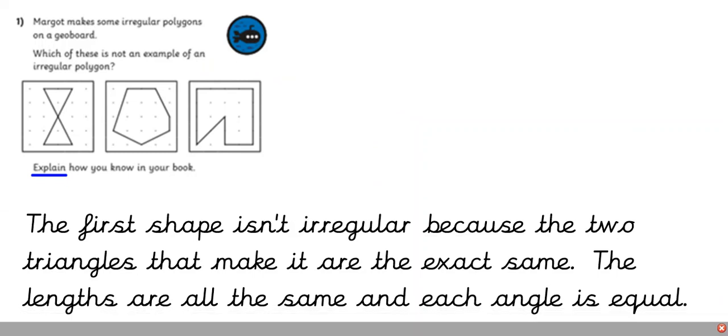Okay, let's have a look then. So, the first shape, shape A, isn't irregular because the two triangles that make it are the exact same. Okay, so there's two equilateral triangles there. The lengths are all the same and each angle is also the same. Well done if you got that correct.